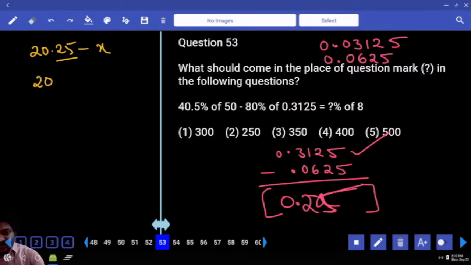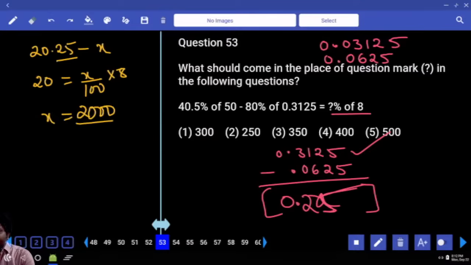Look at the right hand side number. X percent of 8. Now, if you rewrite it, x by 100 into 8. Am I right? Then x will be equal to 2000 divided by 8, which is equal to 250. Is that okay?